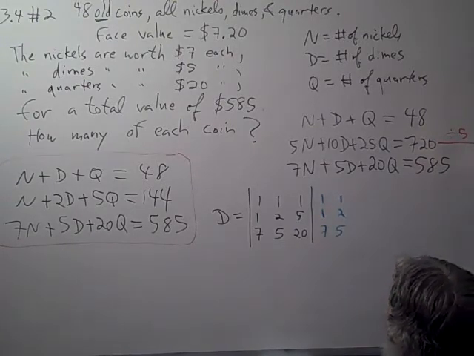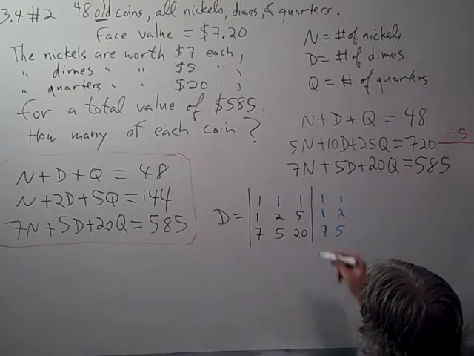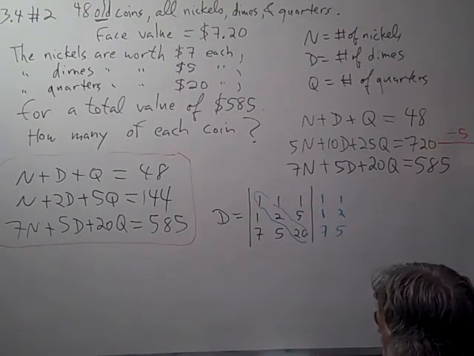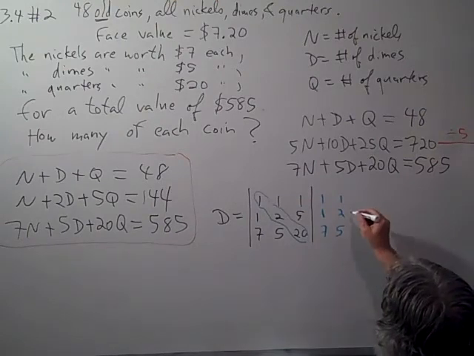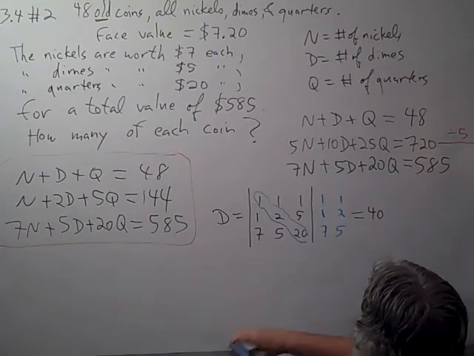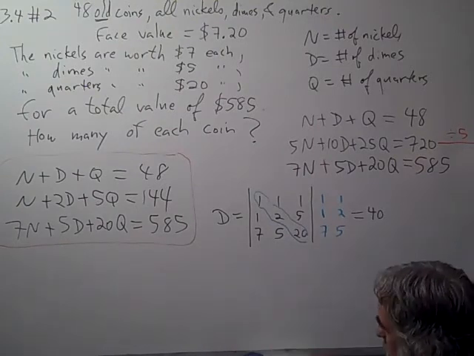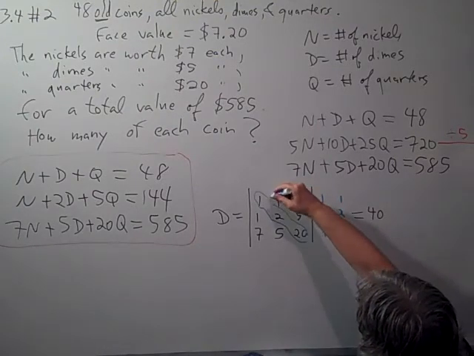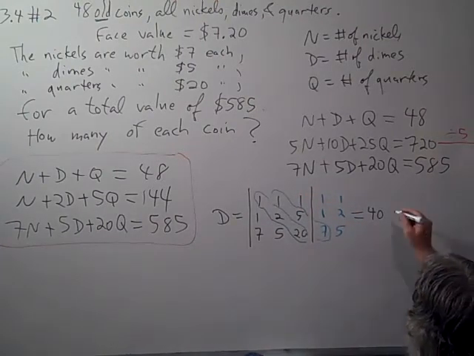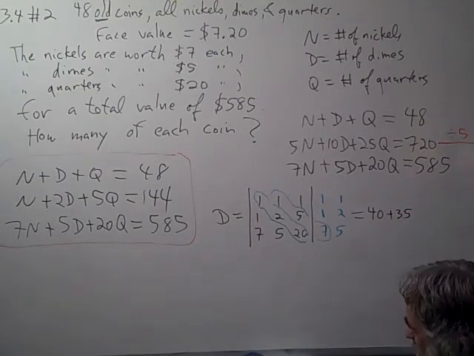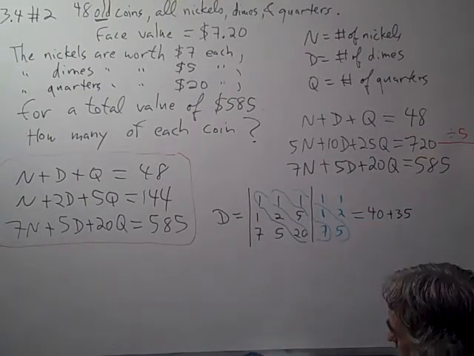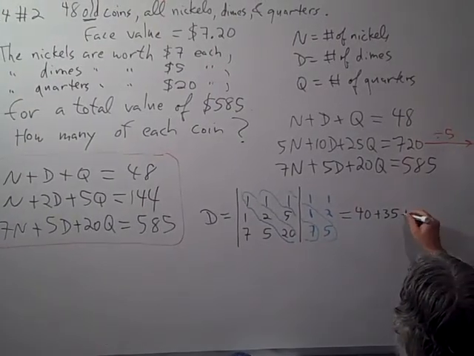And now we start our process of multiplying down diagonals. So we have 1 times 2 times 20, which is 40. The next one is 1 times 5 times 7, which is 35. And the next one over is 1 times 1 times 5, which is just 5.